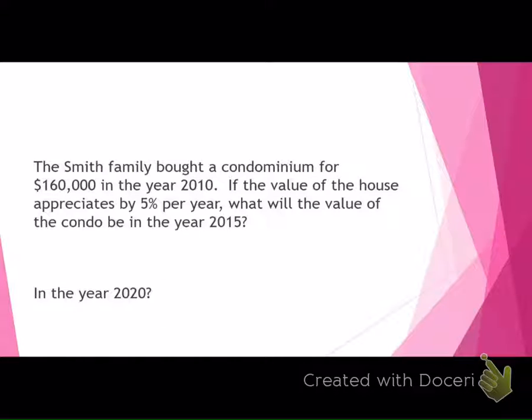So the Smith family bought a condominium for $160,000 in the year 2010. If the value of the house appreciates by 5% per year, what will the value of the condo be in the year 2015? So the first thing we are going to do is write the equation. Please follow my steps. But first we have to decide which formula we have to use. Will this be growth, decay, or compound interest? Connor. Growth. It is appreciating, which means we're going to use the growth formula. So that is, I'm going to write it up here, y equals a times 1 plus r to the t.